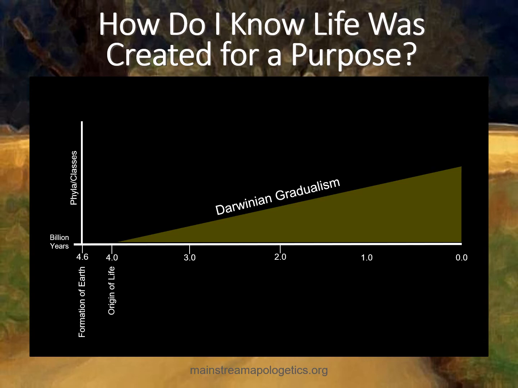The answer is no. This diagram compares Darwinian gradualism with the biological explosion period. The scale starts with the formation of the Earth an estimated 4.6 billion years ago using the old Earth timescale. With Darwinian evolution, life would have started some 4.6 billion years ago when conditions on Earth could enable and sustain life. Darwinian gradualism is represented by the green area.